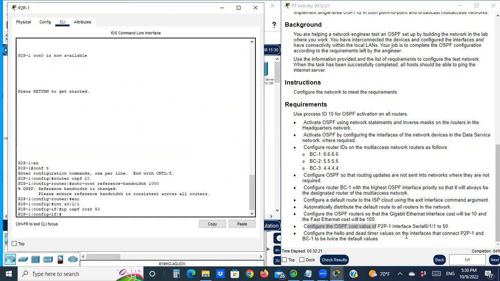we did it now. This configuration of the cost is a different way from the previous way. Here we give the explicit cost number 50 directly to the interface Serial 0/1/1. But in the previous way, we gave the bandwidth to the machine, and the machine did the cost calculation by itself. The results are the same, just a different way. This way is through the bandwidth, and this is the explicit cost number.